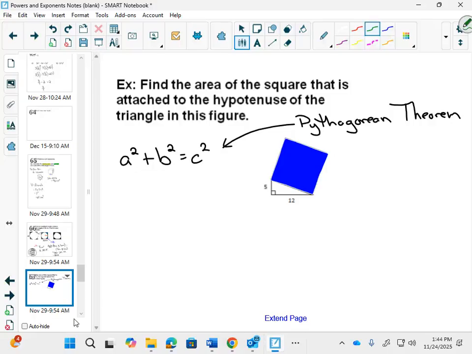Does anybody know what the long side is called of a right angle triangle? Do you need a hint? Yes. Starts with an H, rhymes with hypotenuse. Any guesses? Oh, you guys are amazing. Hypotenuse.